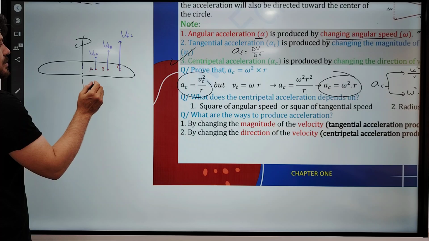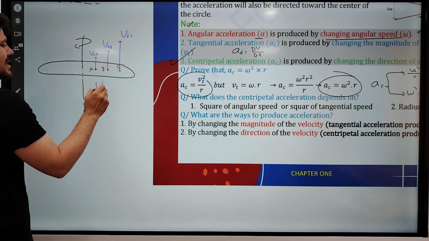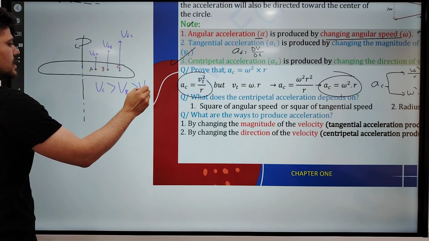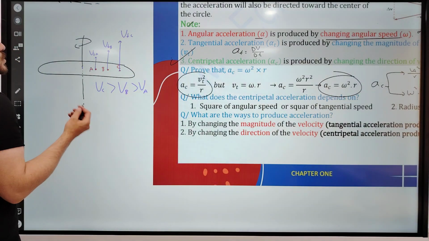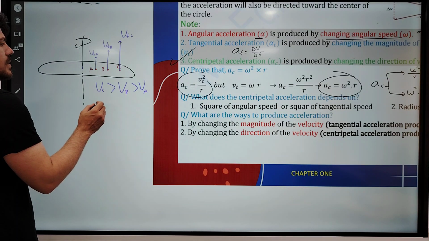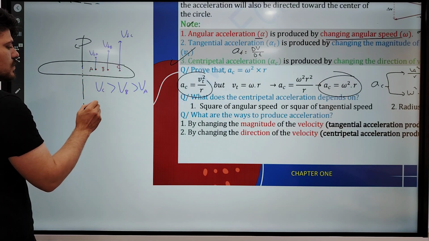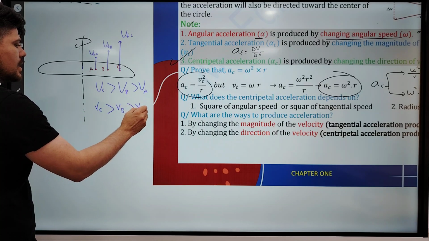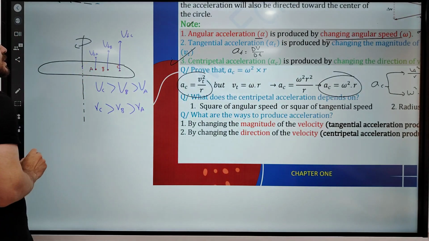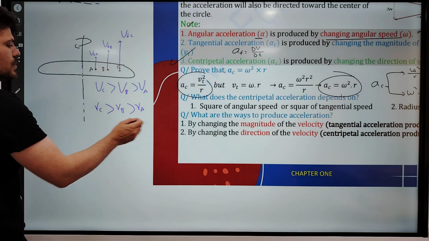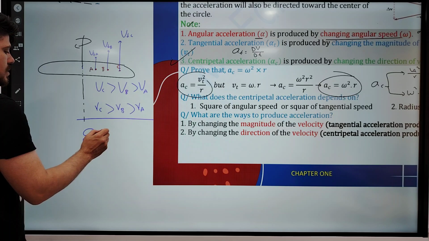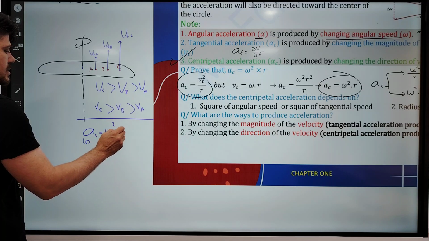As we studied in a previous lesson, VC is bigger than VB and bigger than VA. Which one has more radius or distance from the axis of rotation? RC is bigger than RB and bigger than RA. To find the centripetal acceleration for each point, for example for point C, the centripetal acceleration for point C is equal to what? It is equal to omega square R.